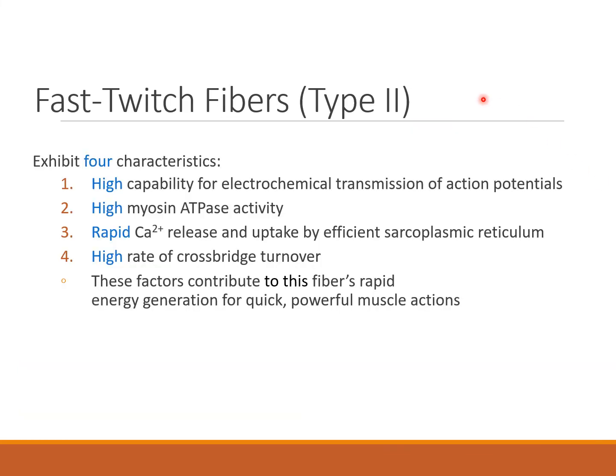So we'll talk about fast twitch fibers first. These are the type 2s. They exhibit 4 characteristics: high capability for electrochemical transmission, high myosin ATPase activity, rapid calcium release and uptake by an efficient sarcoplasmic reticulum, and a high rate of cross-bridge turnover. So this just means that they move fast, right? They can get those myosin heads attached and released way faster than other fibers. So these factors contribute to this fiber's rapid energy generation for quick and powerful muscle actions.